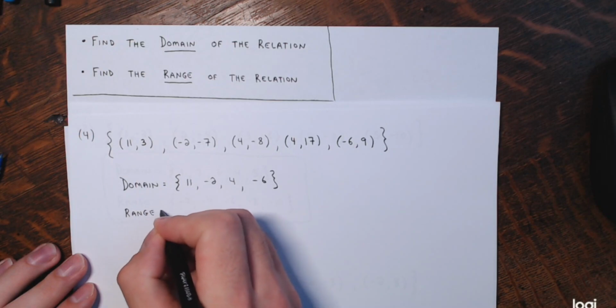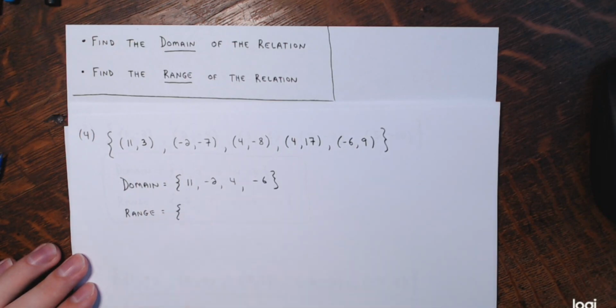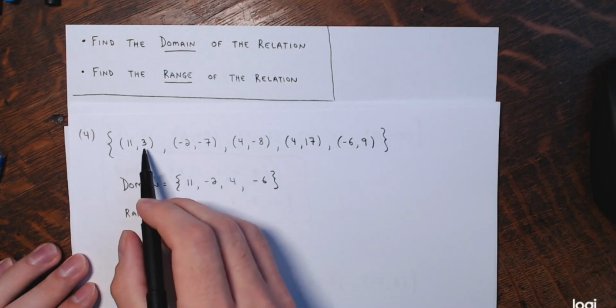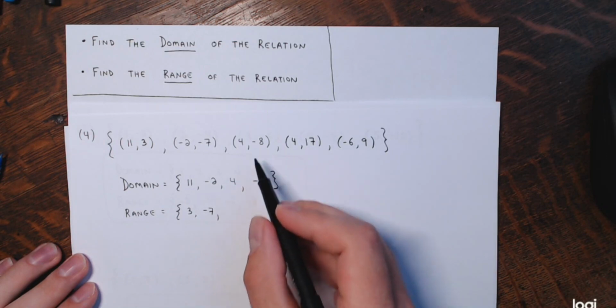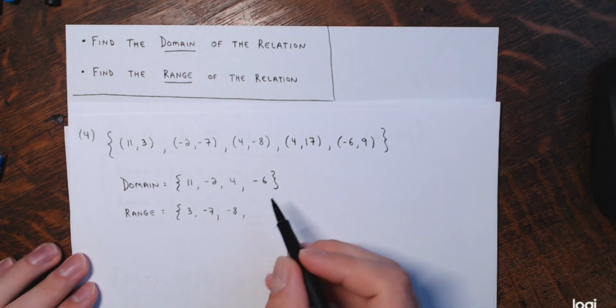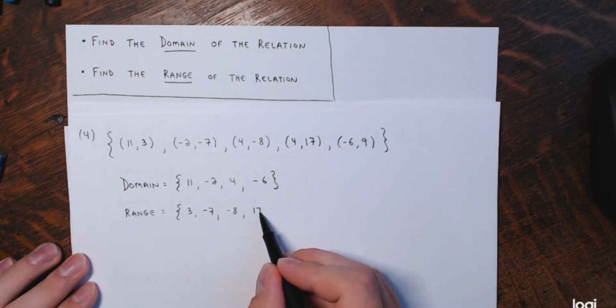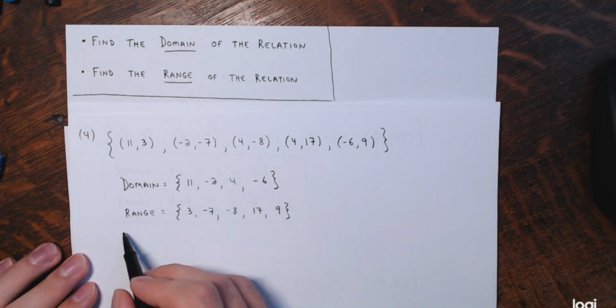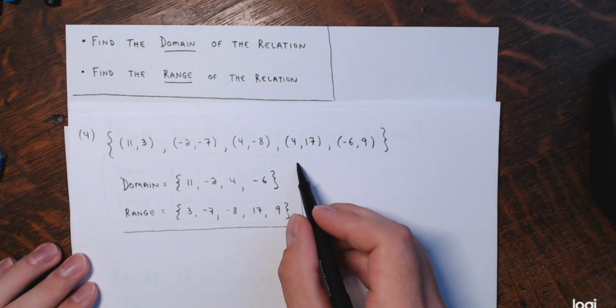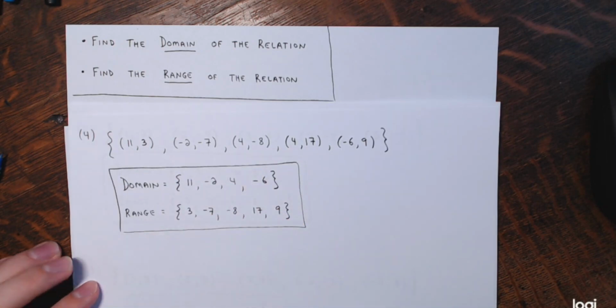Alright, then the range is the set of all the y coordinates, right? The second coordinates. So 3 is in the range, -7 is in the range, -8, 17, and 9, right? And none of those repeated, so I'm writing all of them. And there you go, that's all we are asked for. The domain of the relation and the range of the relation.